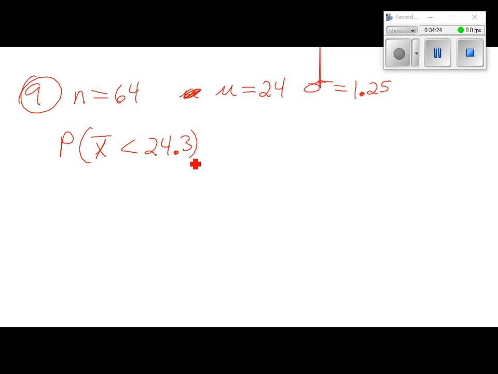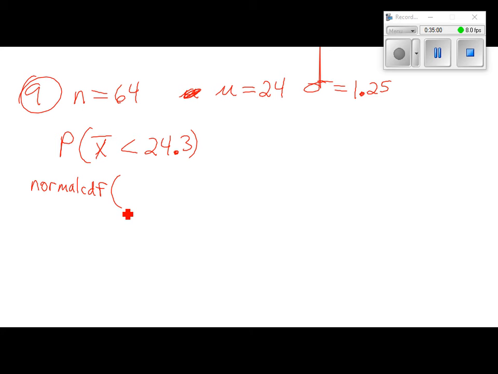This time, notice, we're not finding X is less than, we're finding X bar, because we're taking the sample, not the whole population. On all the other stuff that we were doing previous to this, the variable was X, because we were just looking for that certain value. Now we're taking the means of all those. We're going to do the same thing. What do we punch in? What are you going to use on your calculator? Normal CDF.